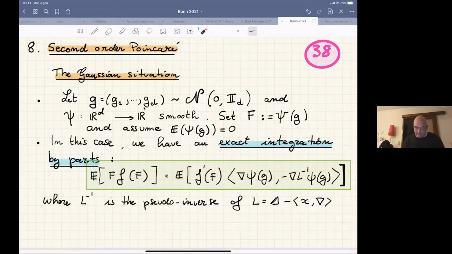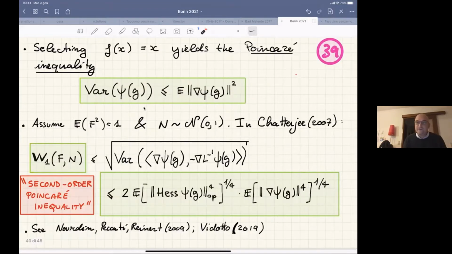Now, in particular, if you take for little f here the identity function, so f of x equal to x, then of course f prime is going to disappear. You are here, and then by using the properties of the Ornstein-Uhlenbeck semigroup, in particular the contractive properties of the Ornstein-Uhlenbeck semigroup, one can obtain the usual Poincaré inequality on the Gaussian space.